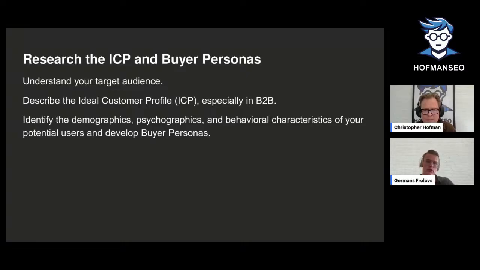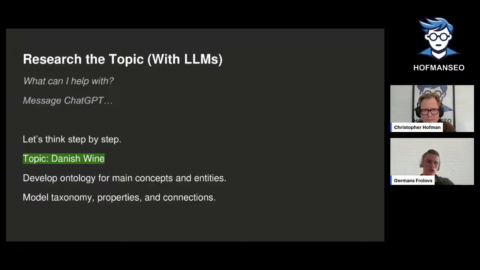After that, general research of the topic is also very important, especially if you're not already an expert in that topic. Here I included a quick prompt that you can use, listing step by step: put in your topic, and then ask ChatGPT to develop an ontology for main concepts and entities, model taxonomy, properties, and connections. All of this is a single prompt, and just by using that, you'll already get a good understanding of the main things within that subject matter.